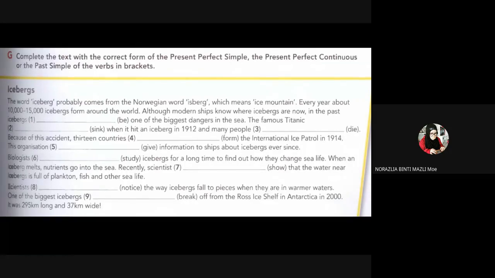Okay, now the word iceberg. Muiz, read the text. The word iceberg probably comes from the Norwegian word iceberg, which means ice mountain. Every year about 10,000 to 50,000 icebergs form around the world. Although modern ships know where icebergs are now, in the past icebergs were one of the biggest dangers in the sea. Okay, okay, that's very good.